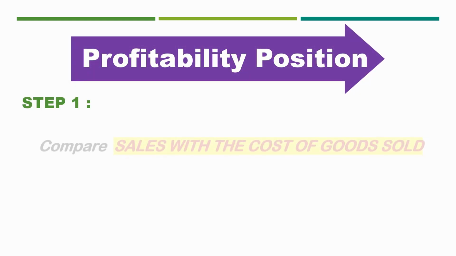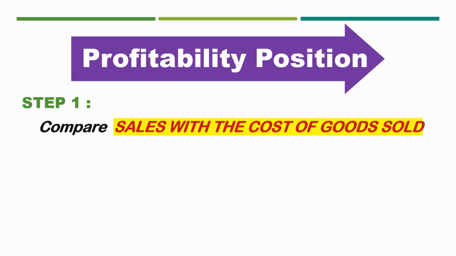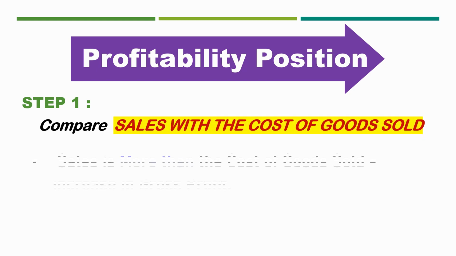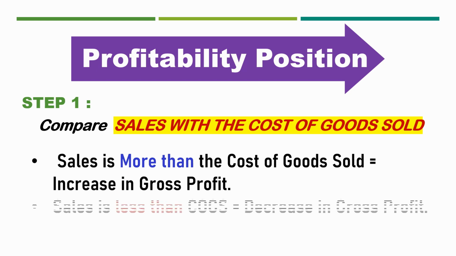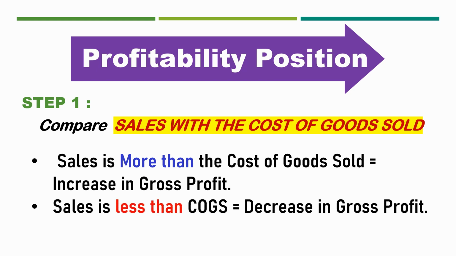Here we have to compare the sales with the cost of goods sold. So what does it mean? If the sales is more than the cost of goods sold, that will indicate an increase in the gross profit, and if the sales is less than the cost of goods sold, that will indicate a decrease in gross profit. Why do we talk about gross profit and not profitability? Because an increase in gross profit will also contribute to an increase in the profitability position, and a decrease in gross profit will decrease the profitability position of the company.